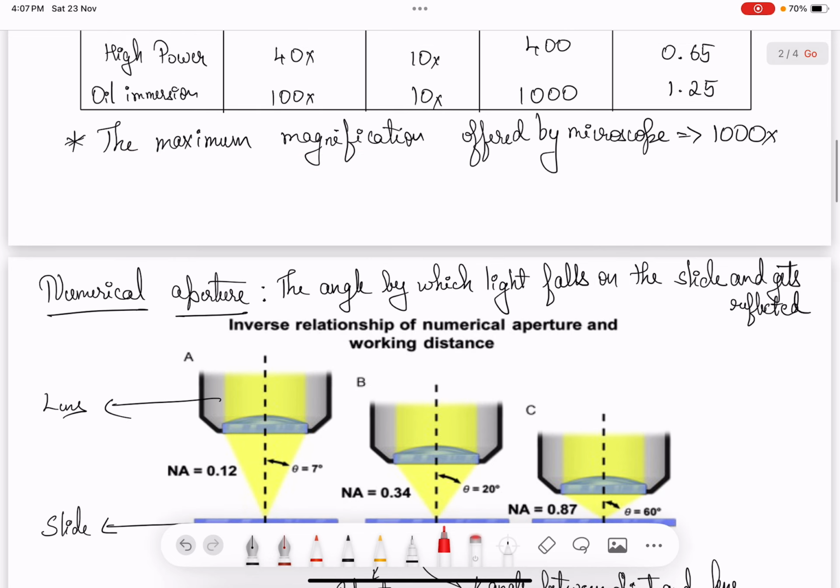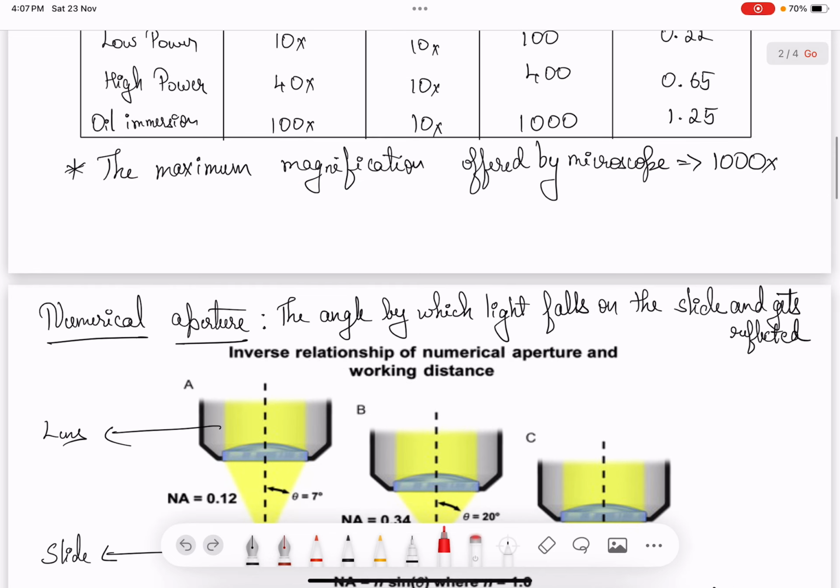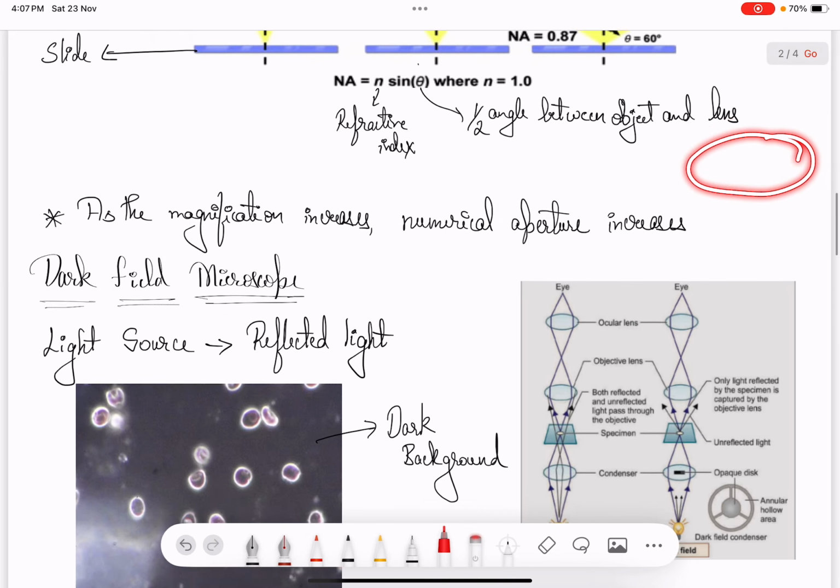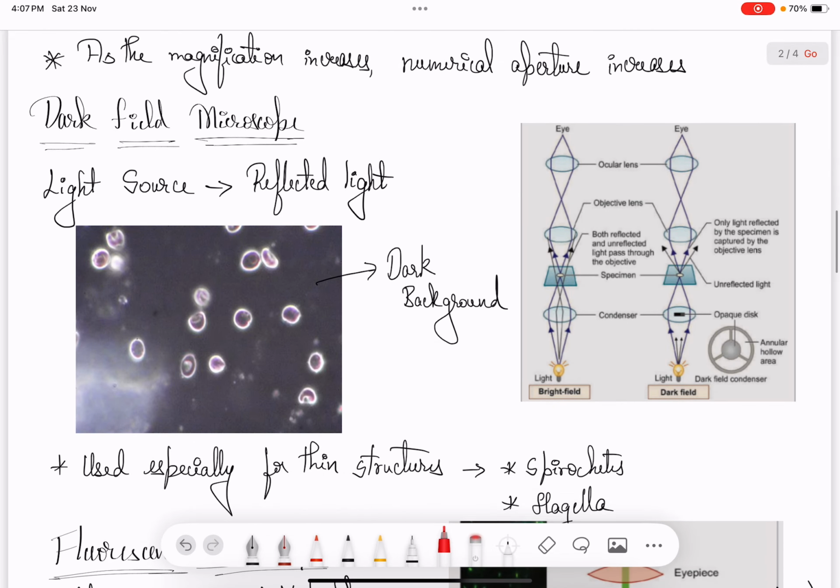And another important MCQ is the total magnification offered by a light microscope. What is the total magnification offered by a light microscope? It is 1000x. Next, coming to the second microscope, that is the dark field microscope. Here the light source which you have to remember is the reflected light. And next, the features are similar to whatever you have learned in the light microscope.